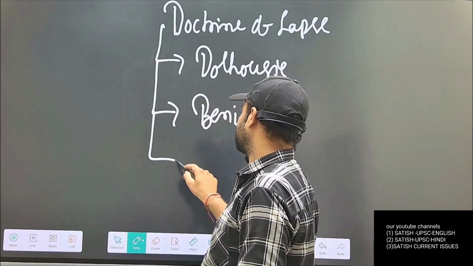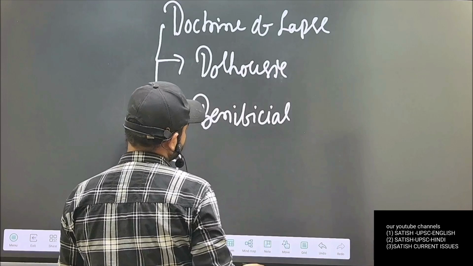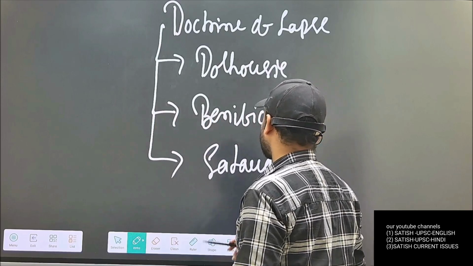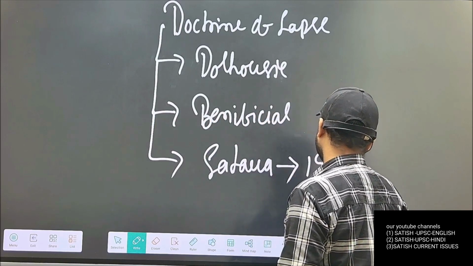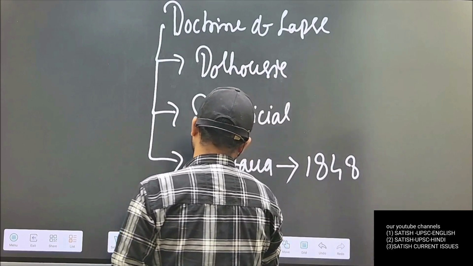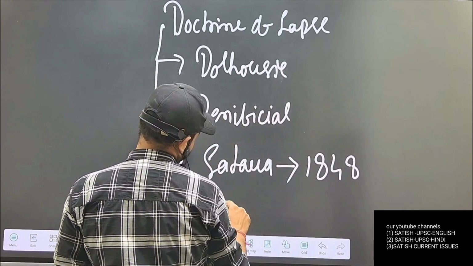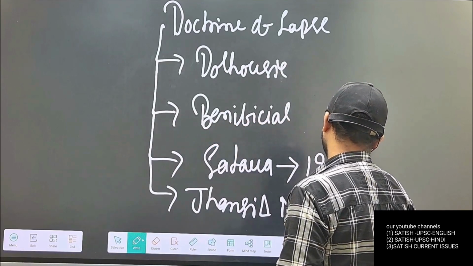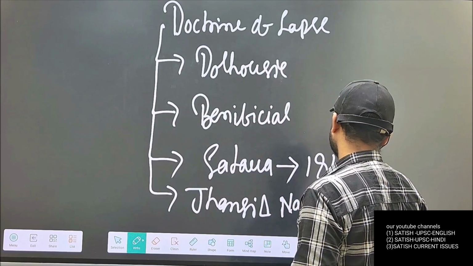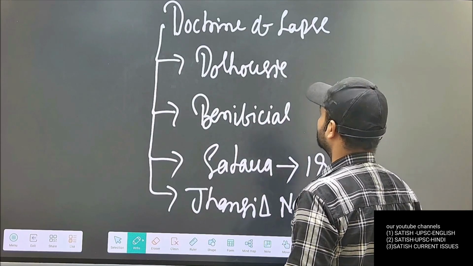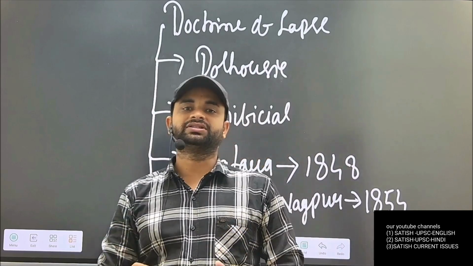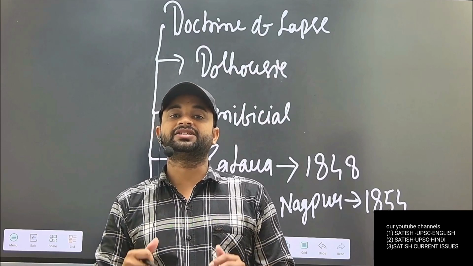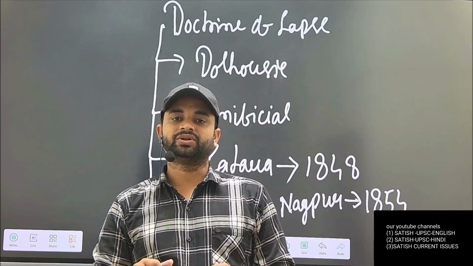And first regional power was Satara, which was captured by British in 1848. And next was Jhansi and Nagpur, which were covered by British in 1854. So these are administrative policies of British which were proved very beneficial for increased paramountcy of British in India. So in this discussion, this is enough.